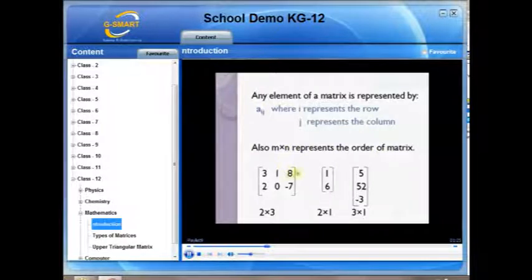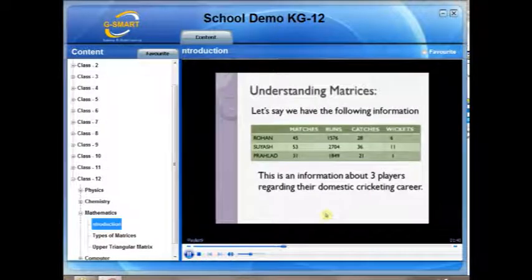Thus we see three examples of matrix. The first is 3, 1, 8, 2, 0, minus 7, and it is a 2 cross 3 matrix because it has got 2 rows and 3 columns. Similarly, this is 1, 6, and it is a 2 cross 1 matrix, and this is a 3 cross 1 matrix.